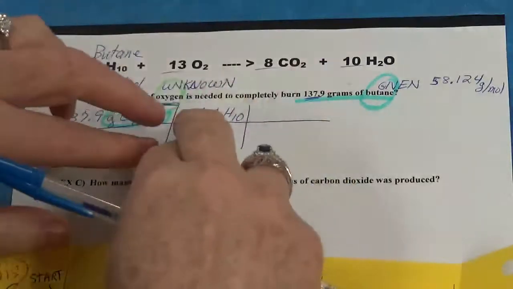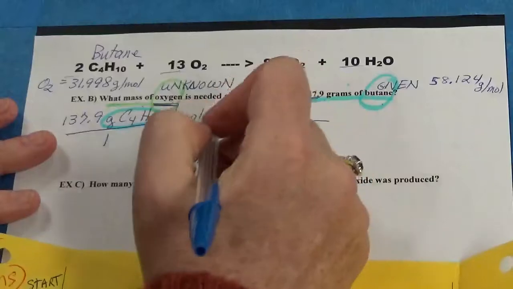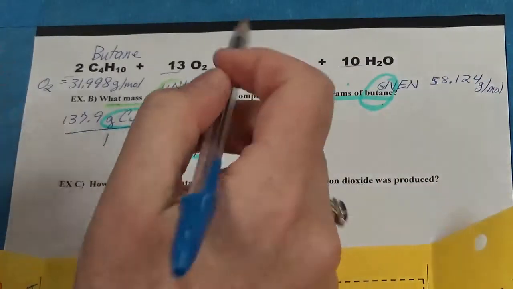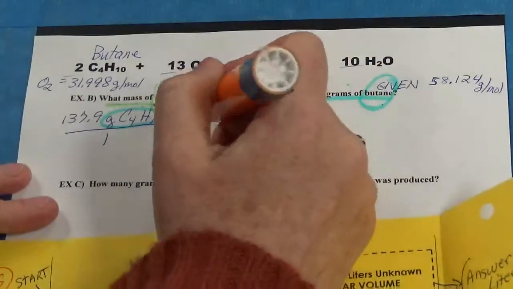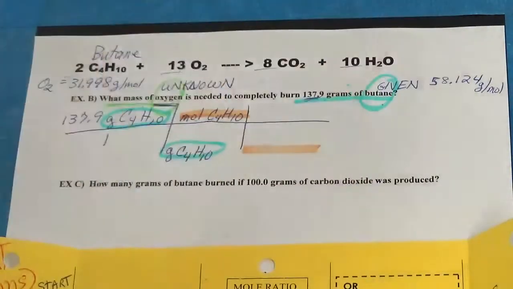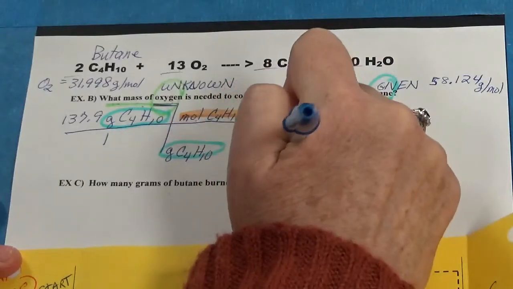We'll put all the words, all the units down first, and then we'll put in the numbers. I do not want my answer to be moles of butane. I want mass of oxygen. So that means that moles of butane needs to be canceled out. So moles of butane will get copied down here. Moles of butane.